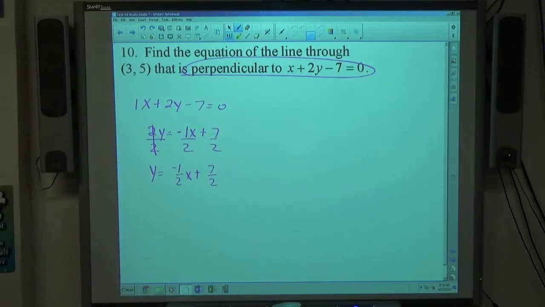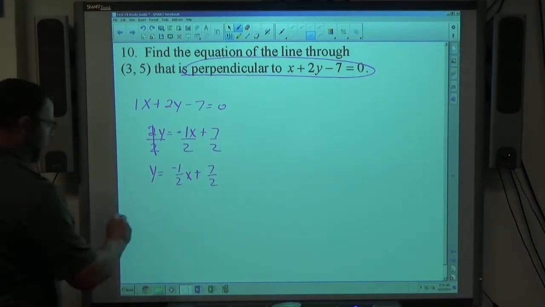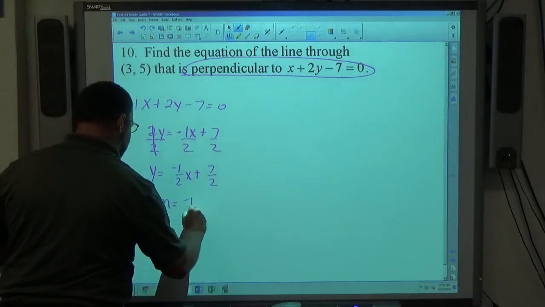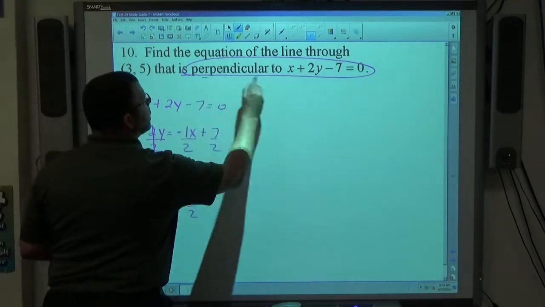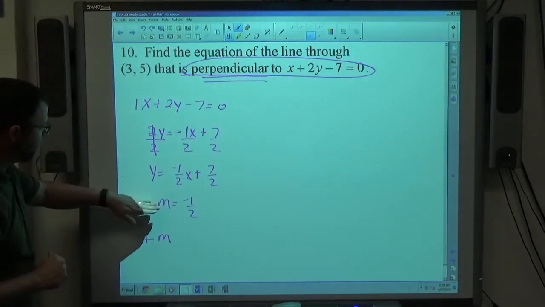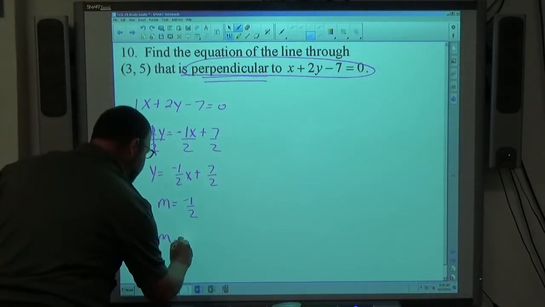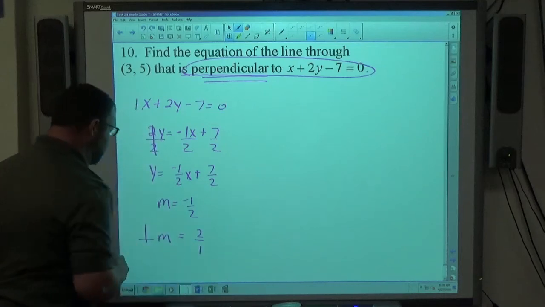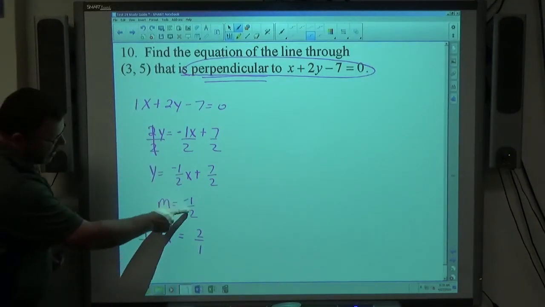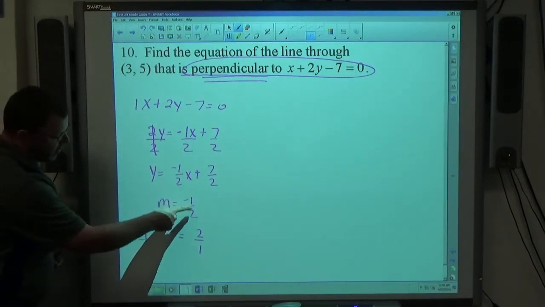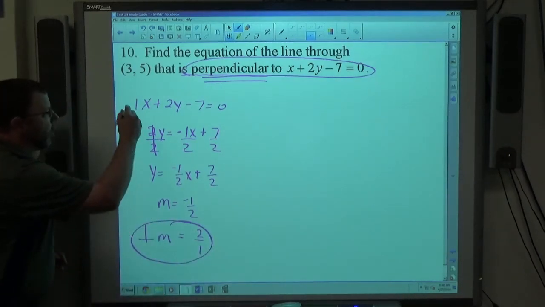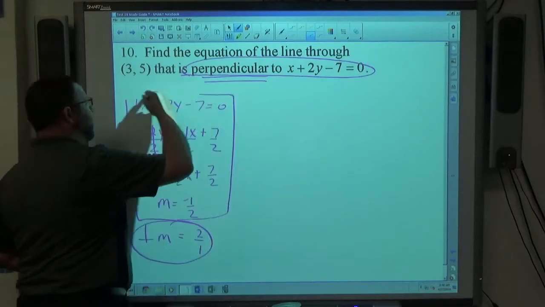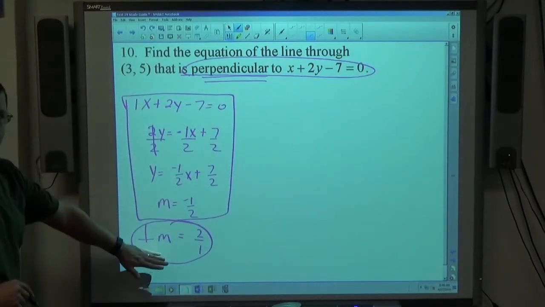Then, the slope of that is negative 1/2. So the perpendicular slope, because that's what it tells us very clearly here, perpendicular. So the slope of the line they gave me is negative 1/2. The perpendicular slope is going to be positive 2/1. To make perpendicular, you change the sign and you flip the fraction. So negative becomes positive, 1/2 becomes 2. This is the slope of the line we're actually looking for. So all this work, very necessary work, got me the information I'm looking for.